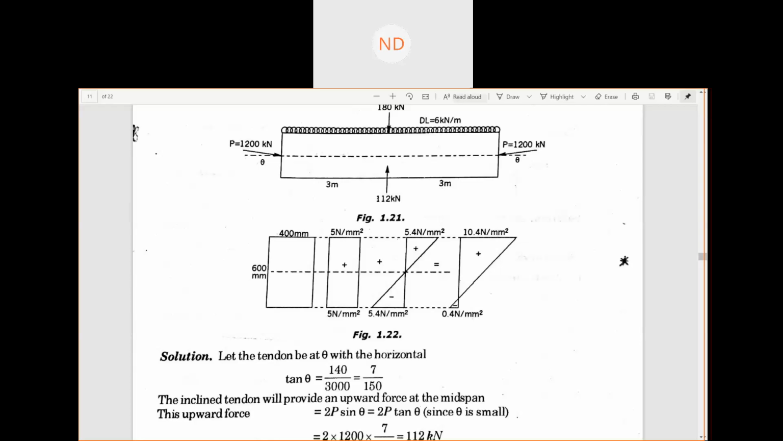The last problem which we had done, this was the figure, and here we have the stress diagram. You see the total stress was what? Total stress was plus 10.4 Newton per mm square, and the bottom stress was how much? Minus 0.4 Newton per mm square. That means in this particular question with a bent tendon, there were compressive stresses at the top, and at the bottom most there is some tension of 0.4 Newton per mm square.